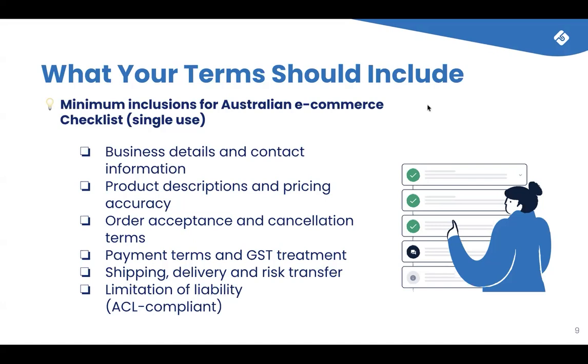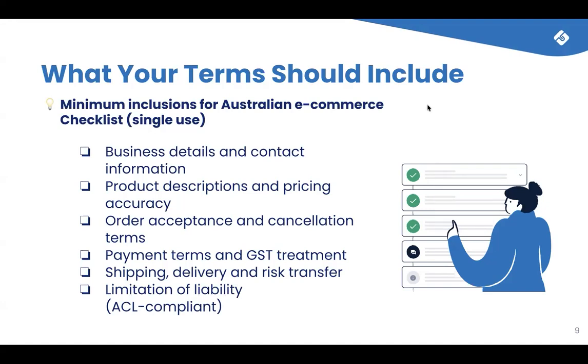And third, order acceptance and cancellation. Terms should explain when an order is accepted and whether and when it can be cancelled. This is especially important whenever there's a pricing or stock error. Fourth, payment terms and GST. Your terms should clearly explain payment timing and whether GST is included or excluded and whether or not it is payable. Fifth, shipping, delivery, and risk.